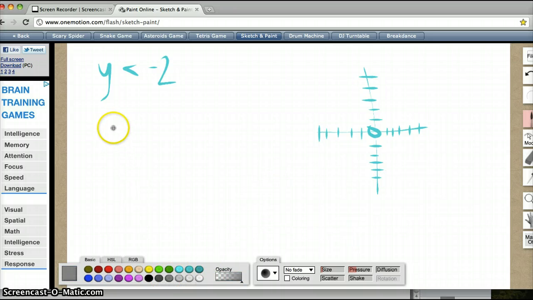Okay, so for our first ordered pair, we're just going to plug in 0, 0. But first we need to actually plot our line. So our y-intercept is at negative 2. So here is negative 2. Now, we don't have a slope here, so we're just going to go over 1, up 0. Now, our line does not have an equal to underneath, so it's going to be dotted. So we're just going to go ahead and dot this line.